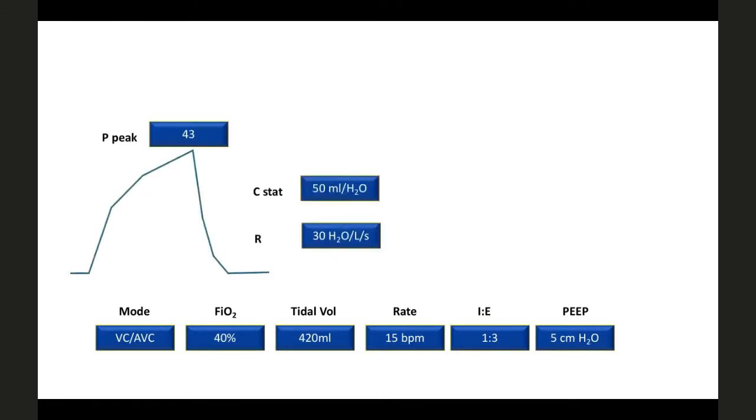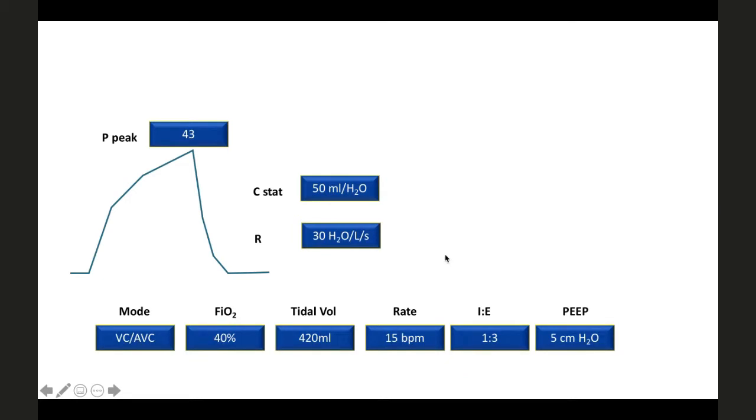There is another example where I set again on volume control mode, FiO2 of 40%, tidal volume 420 ml, respiratory rate 15 breaths per minute, and I kept more expiratory time, 1:3, and PEEP of 5. The peak pressure goes to 43. Again, I read on the monitor, the compliance is 50 ml per centimeter of water. Resistance is 30 centimeters of water per liter per second.